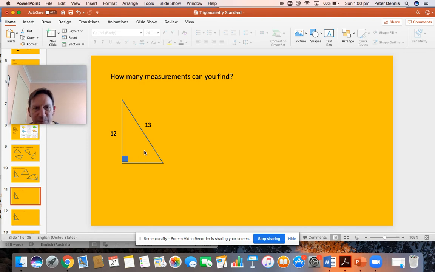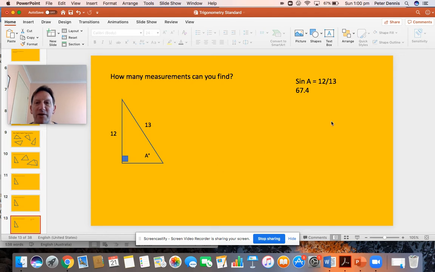Let's find this angle. Now, you may not have done it in this order, but that's okay. I'm going to find this angle first. So what's that? That's opposite over hypotenuse. That's a sine. So if we look at A, how are we going to find that? We're going to do sine of A equals opposite over hypotenuse. Make sure you know how to use your calculator. Shift sine 12 over 13, 67.4 degrees. What are we going to find next?